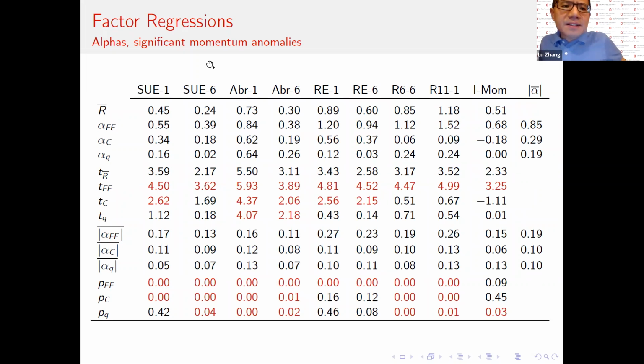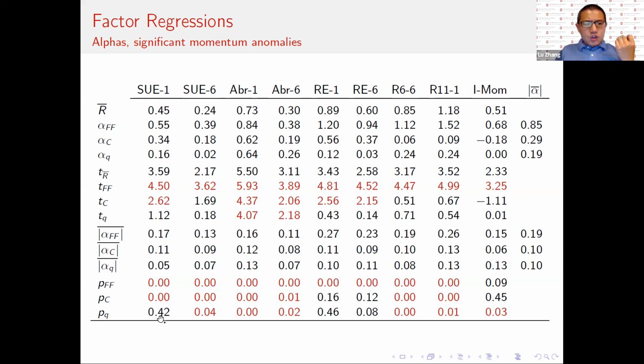So look at alpha. This is the high minus low, zero investment portfolios, including average return as well as its factor regressions. So SUE1, this is the earning surprise with 1 month holding period. The monthly spread on average earns about 45 basis points per month, and t-value is 3.5. So both Fama-French alpha and Carhart alpha are significant, but not the Q alpha. Q alpha is 16 basis points and t-value 1.1.